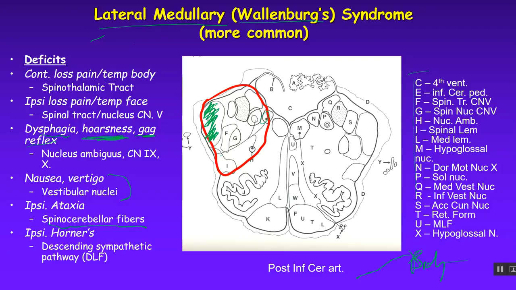The other thing they're going to have is an ipsilateral Horner syndrome. Ipsilateral Horner syndrome is because of damage to the descending sympathetic pathway, the dorsal longitudinal fasciculus. And the dorsal longitudinal fasciculus just kind of runs down through here. It's a very small little tract, and they don't ever highlight it or circumscribe it exactly. But the dorsal longitudinal fasciculus is that sympathetic tract that runs from the hypothalamus down through the brainstem into the spinal cord, okay?